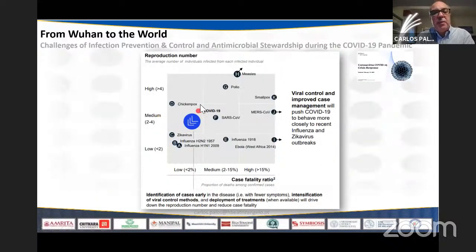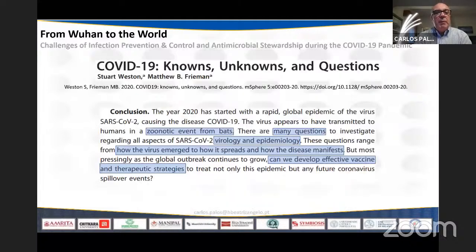What we know is that COVID, the infection caused by SARS-CoV-2, is not as infectious and not as deadly, for example, as measles. The problem is that we don't have any vaccine. That's why I say it's stupid not to vaccinate. But we have a lot of unknowns and questions even now.